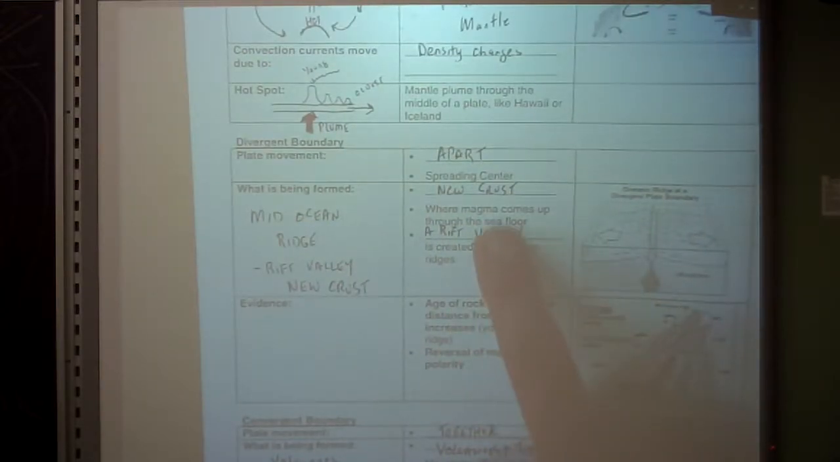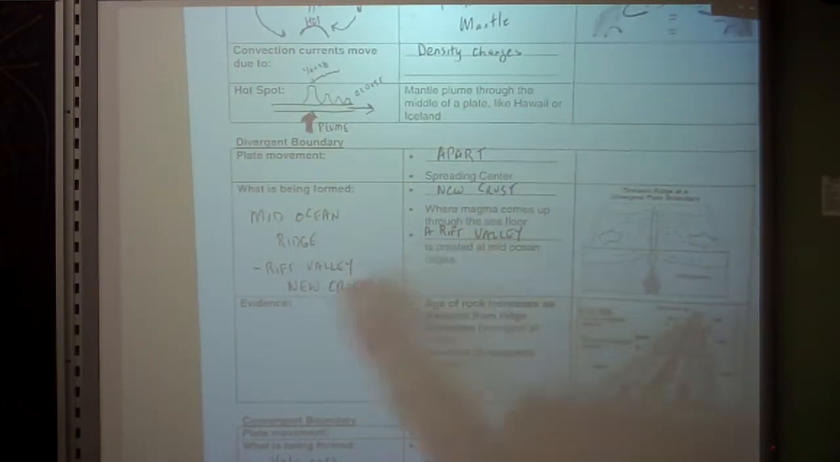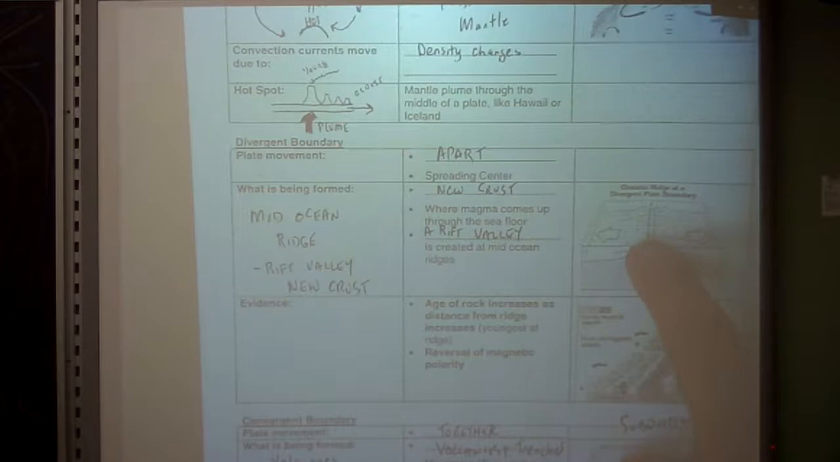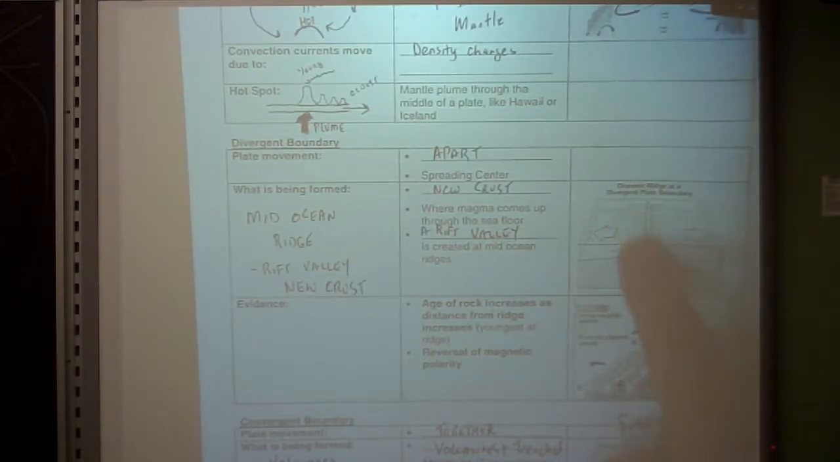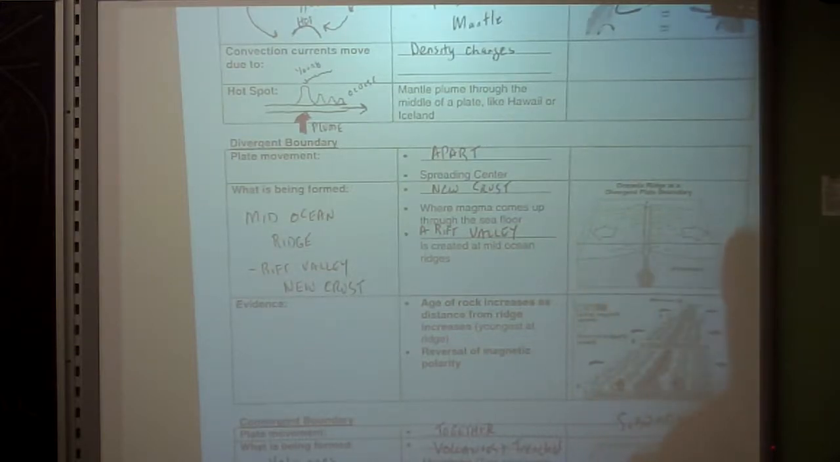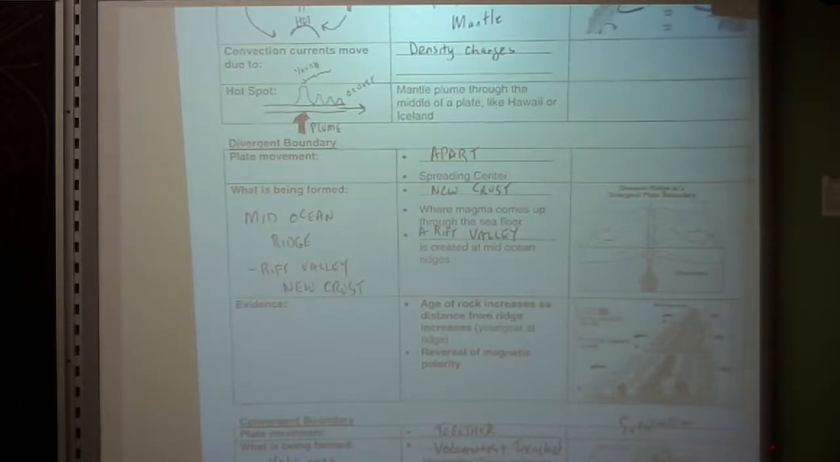All right, in a divergent boundary, what we have is that the plates are moving apart. We get new crust there. With the mid-ocean ridge, in the center of the ocean, we get a rift valley and new crust happening in the middle there. And because these things are separating apart, the youngest rock is going to be in the middle. And as we move out, the older rock is going to be farther out. The hottest rock is going to be in the middle. As you move away, it's going to get colder.